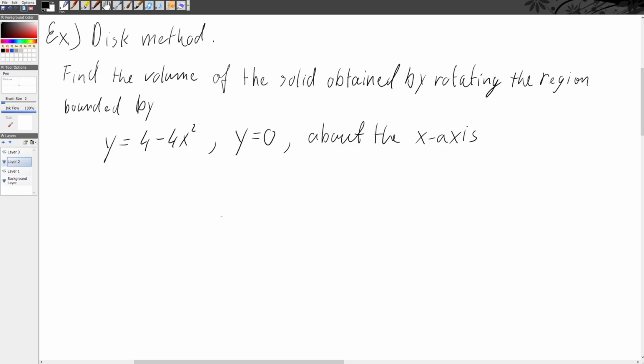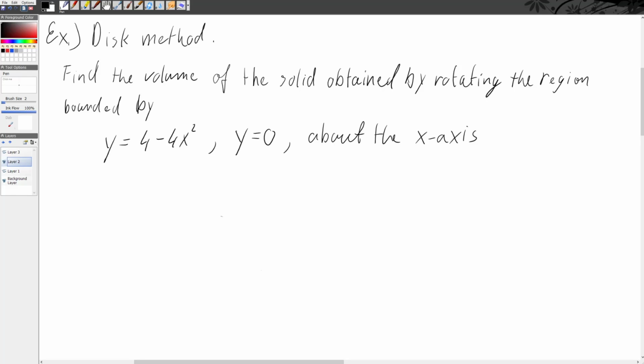For this problem, what we want to do is find the volume of the solid obtained by rotating the region bounded by y equals 4 minus x squared, y equals 0, about the x-axis. This is what we call the disk method because, well, from the intro, we are using this to estimate the area, not the area, the volume.